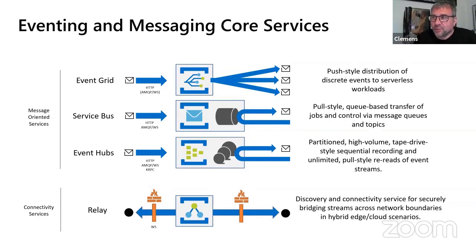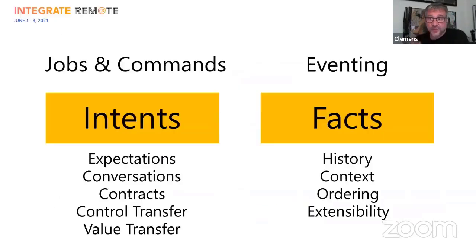Service Bus is our pull, queue-based broker. I'll talk about that more. And Event Hubs is effectively our tape drive pattern that is using a highly partitioned, very high throughput telemetry service. And then the Relay is for bridging connections across firewalls. It's a bit of a different service than the other ones, but I'll be talking about that as well.